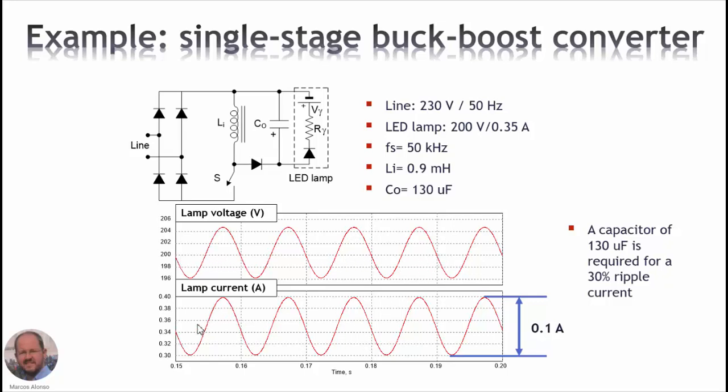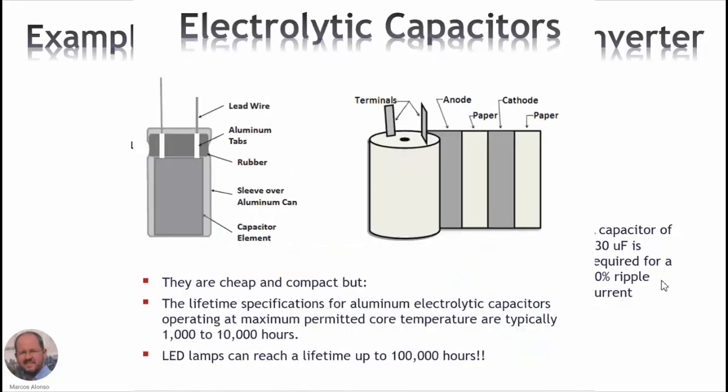And then we have the lamp current with an average value of 350 milliamperes and a peak-to-peak ripple of 0.1 amperes. So we can see that we need quite a high value of output capacitance, 130 microfarads, to get a quite high current ripple of around 30% of the average current.